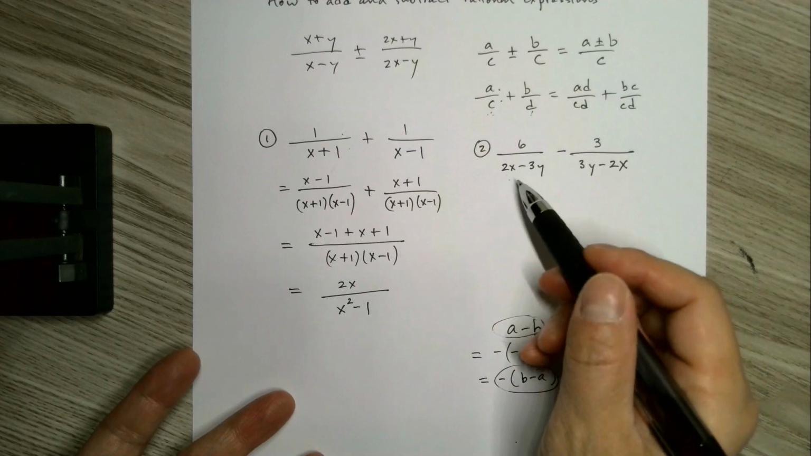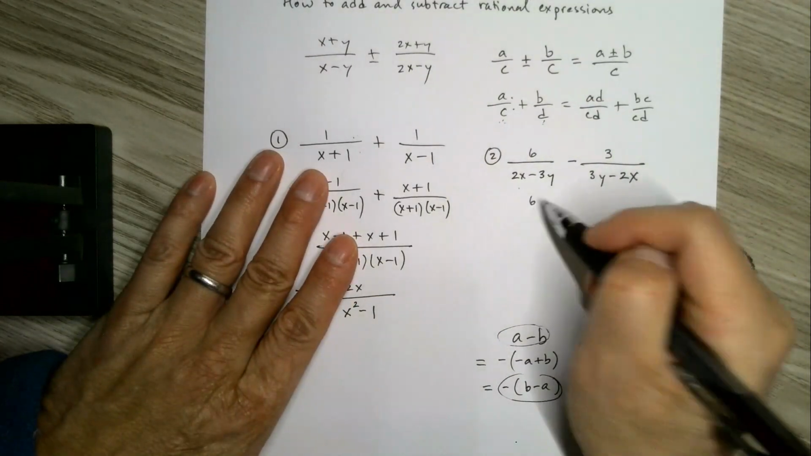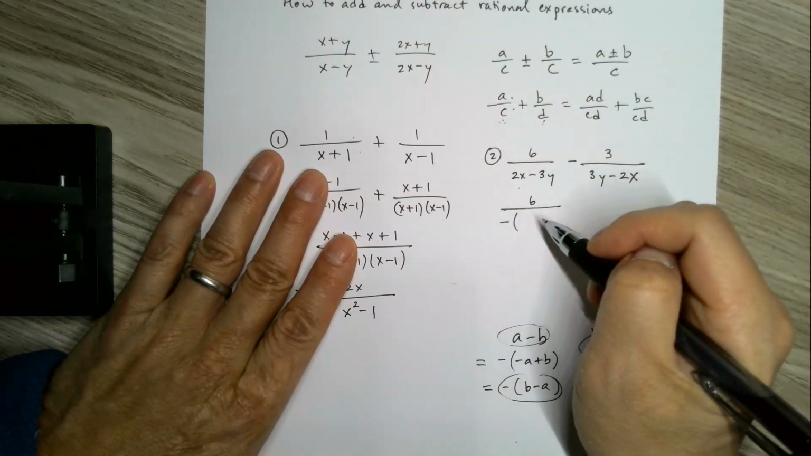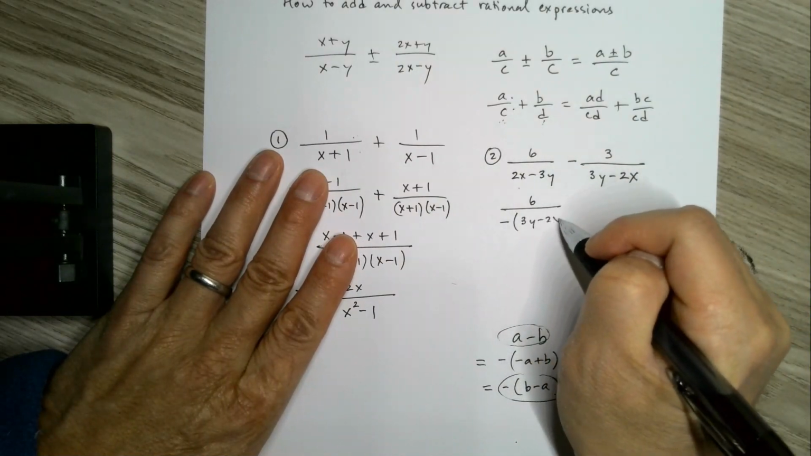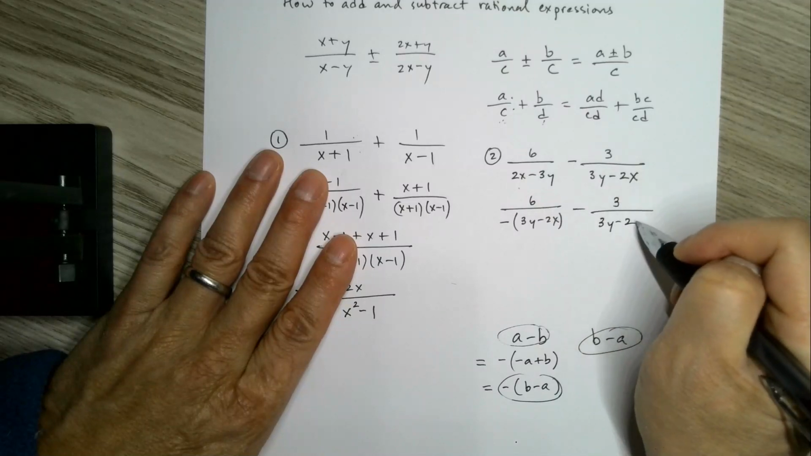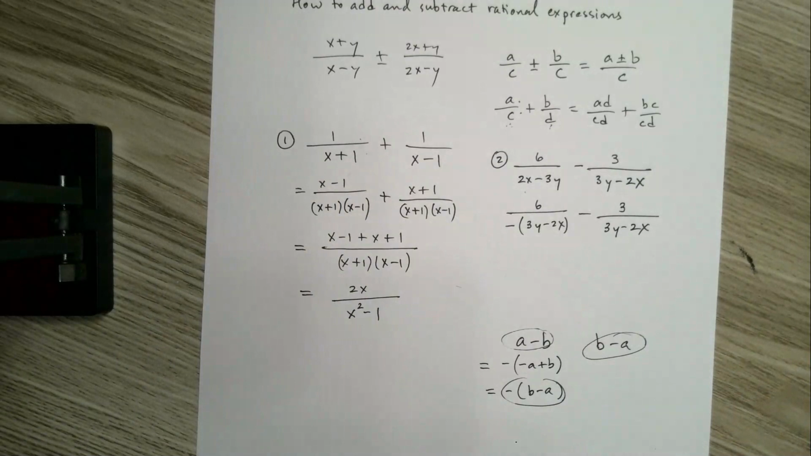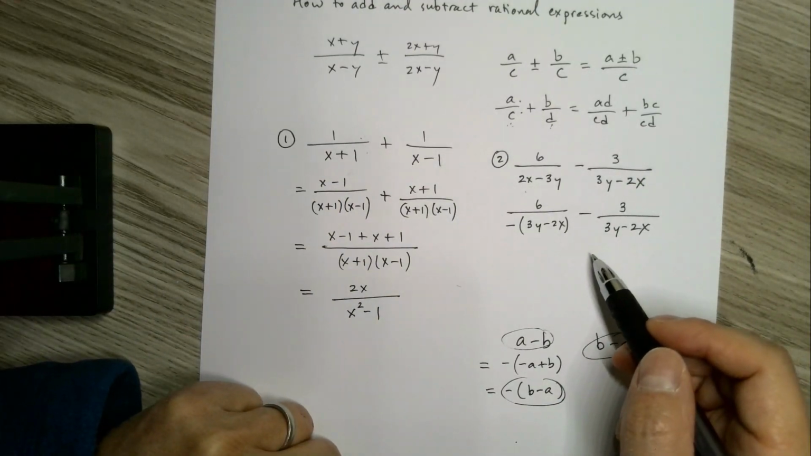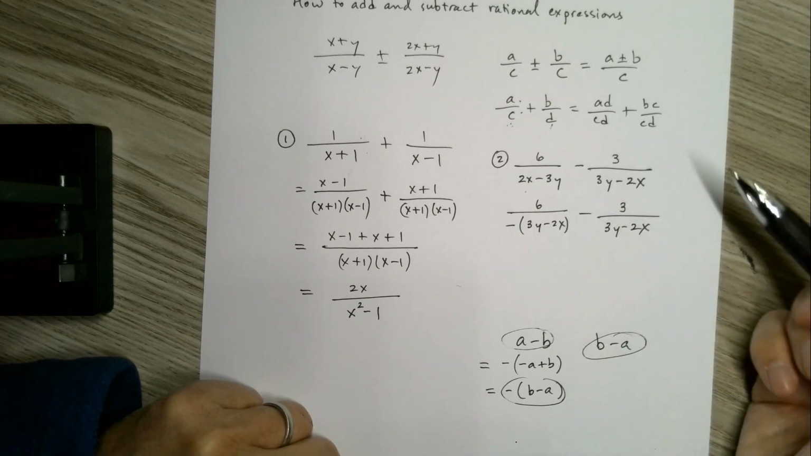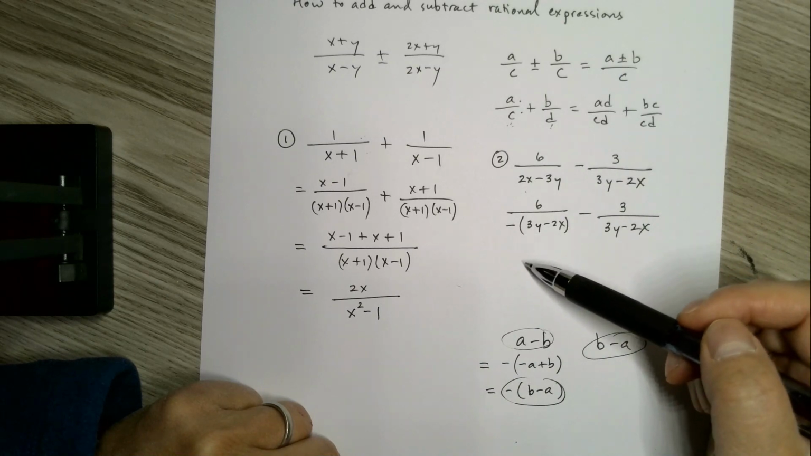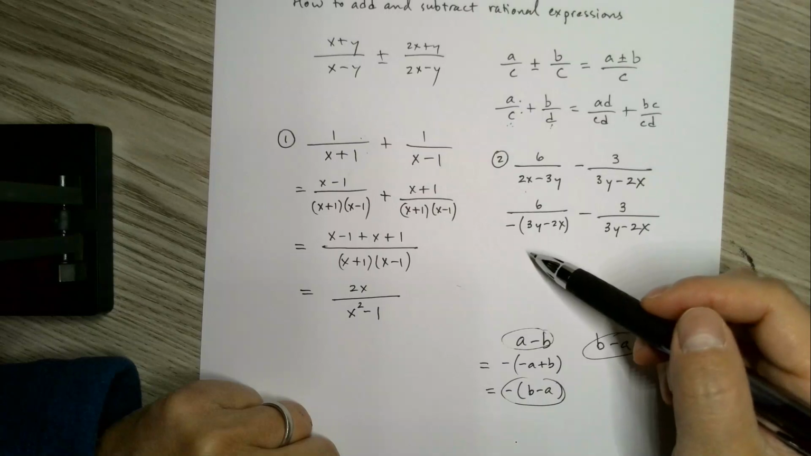So I can do that over here. Take a negative out, and this becomes 3y minus 2x. Almost the same denominator as this, right? So all I have to do to get a common denominator is multiply this first fraction by negative 1 over negative 1.